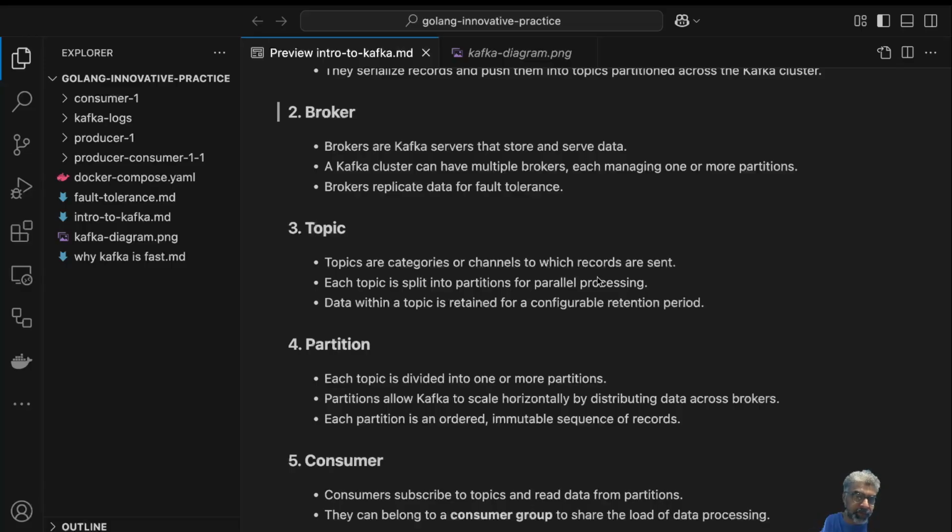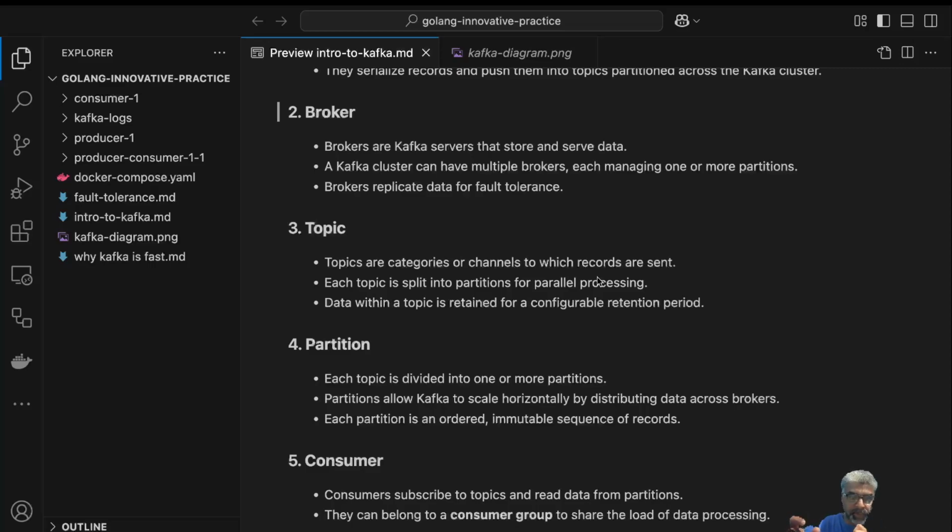Each topic is divided into multiple partitions. What partitions do is allow Kafka to scale horizontally by distributing data across brokers. Horizontal scalability can be achieved by sending data to multiple partitions across brokers. The data is distributed across multiple brokers.